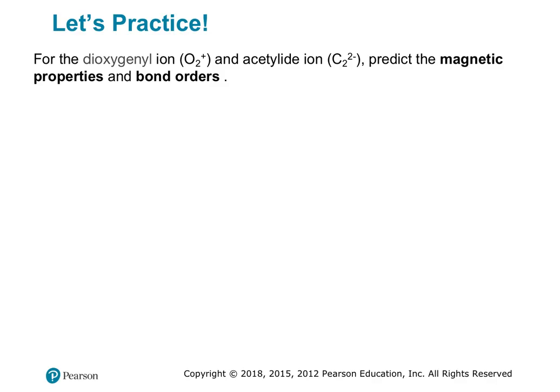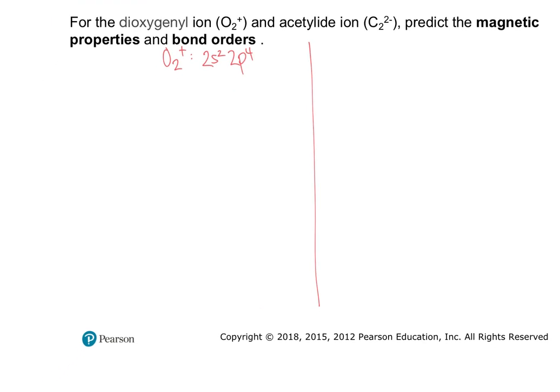Okay, so let's practice and see if we can predict the magnetic properties and bond orders of the dioxygenyl ion, O2 plus, and the acetylide ion, C2 2 minus. First, let's start with O2 plus. For oxygen, the valence electron configuration is 2s2, 2p4, so there are 6 valence electrons.